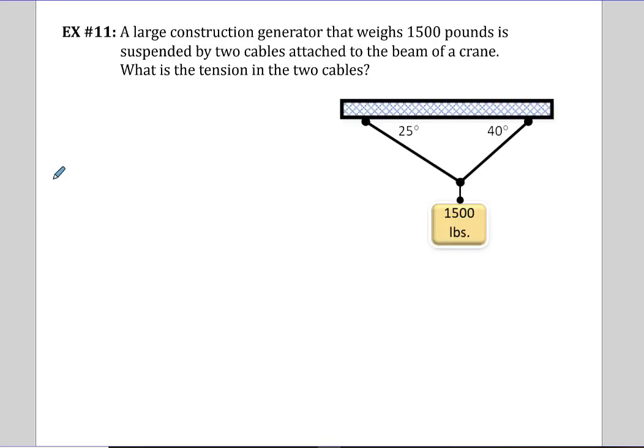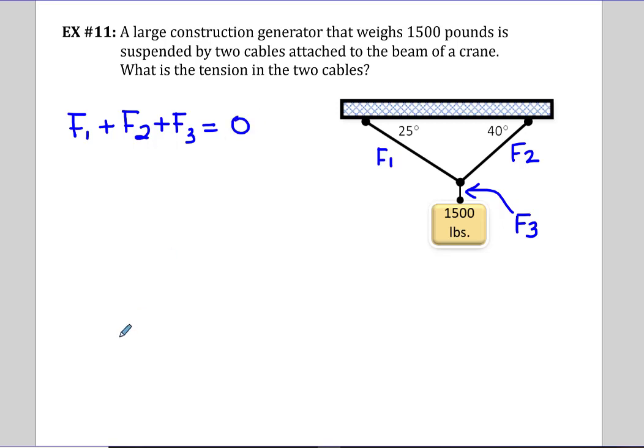So here in our situation for static equilibrium, we have this large construction generator. It weighs 1,500 pounds, and it's suspended by these two cables. We'll call this one force 1, and this one over here force 2. And then the cable hanging down, that's going to be force 3. So the tension on each of these cables, according to our definition, when we add them together to be in equilibrium, they have to add up to 0.